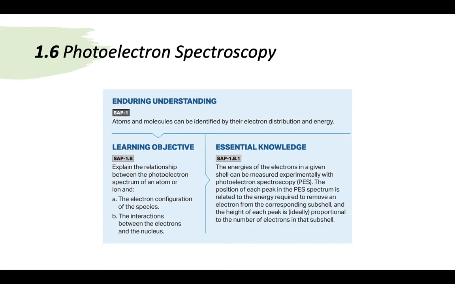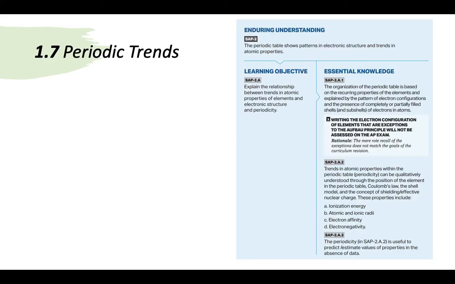Photoelectron spectroscopy. This is pretty straightforward. I did not put in a problem here because we have done a number of these problems. You also have something on Plus Portals that goes over this, and you should be able to tell me the electron configuration and what subshell or what shell they're in, things like that. We're almost finished with this one. Periodic trends.